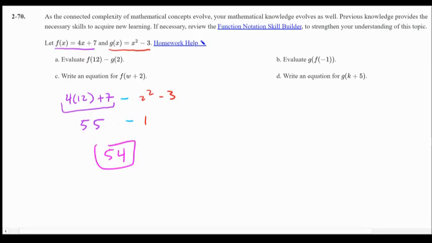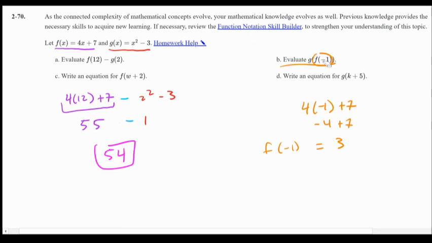Second, I'm going to evaluate g of f of negative 1 here, which is b. And so first I'm going to work kind of inside out here. So I'm going to find f of negative 1. So I have 4 times negative 1 plus 7, negative 4 plus 7. So f of negative 1 is equal to 3.